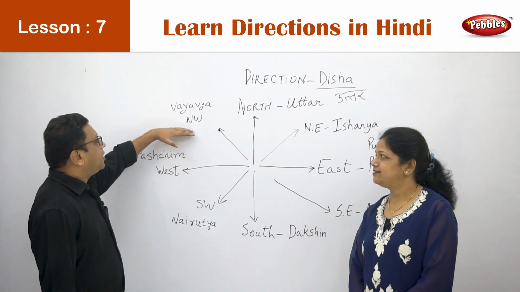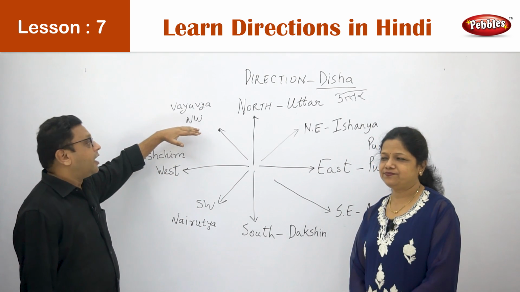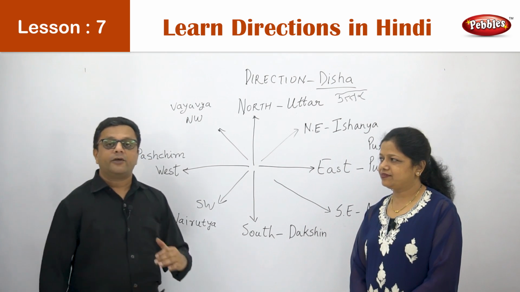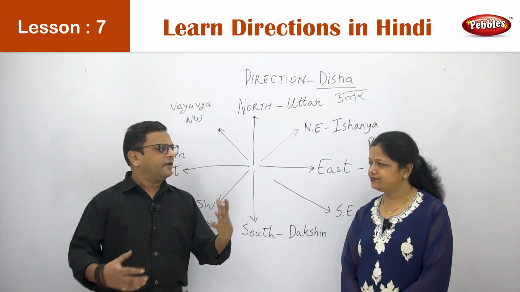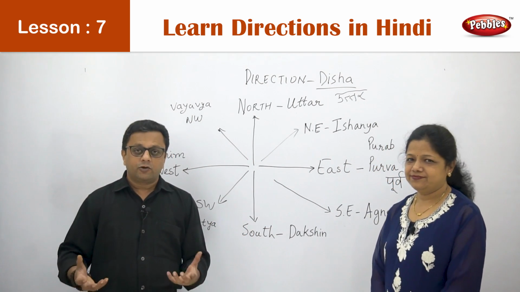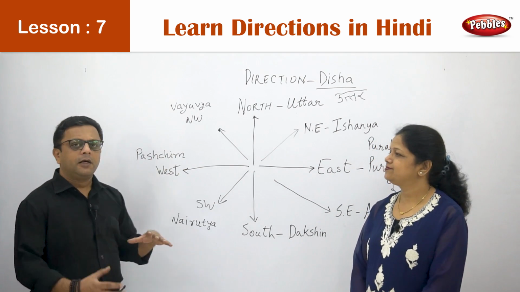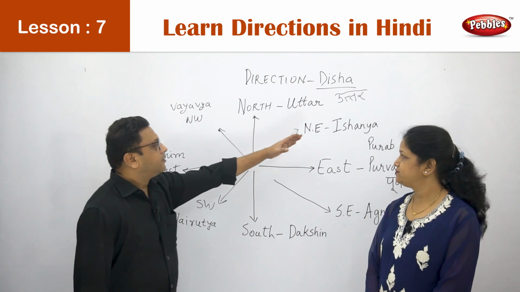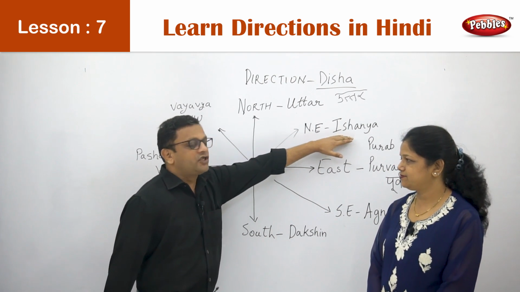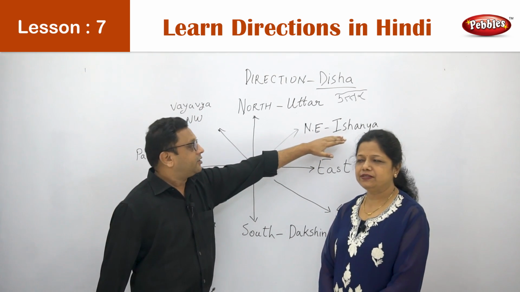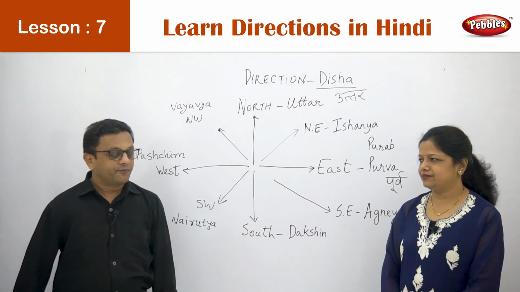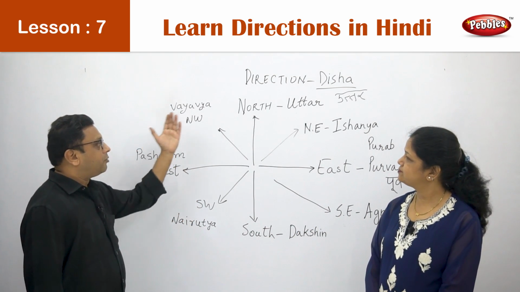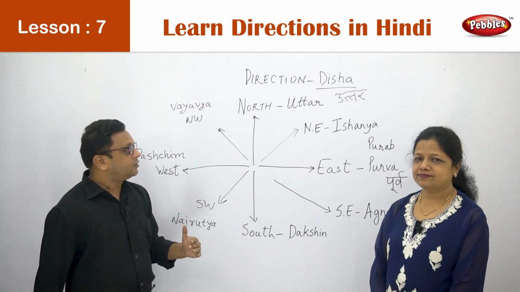Okay, so this is called the Vayavya side. Vayavya is called of the Vayu side. Vayu means wind. The wind never stops at one place. So whatever you keep here, it will always be volatile. And this is, of course, I told you, the Ishanya. Ish is the God, side of God. So this is about the common directions.